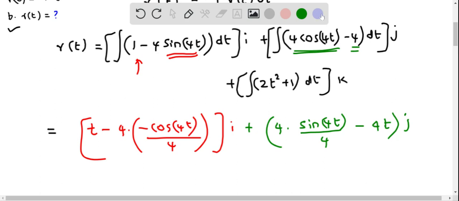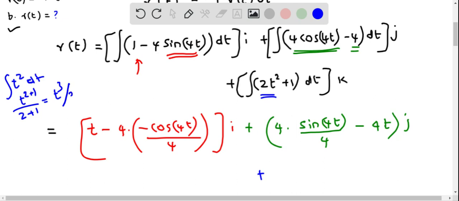And finally for the k component, we have to integrate 2t square. The integral of t square, using the power rule, is t to the power 2 plus 1 divided by 2 plus 1, that is t cube divided by 3. So it becomes 2 times t cube over 3, plus the integral of 1, which is t. This is for the k component, and we also put the integration constant c.